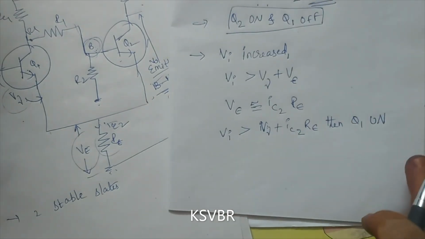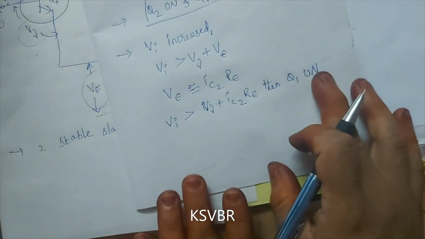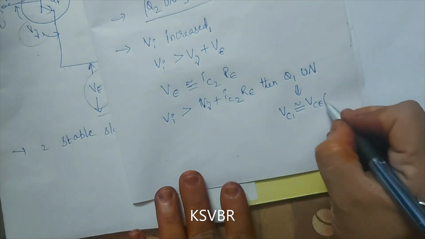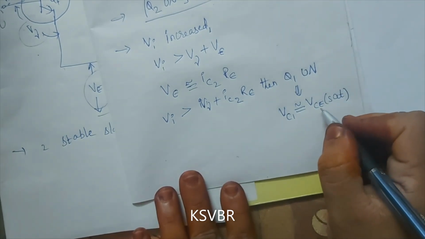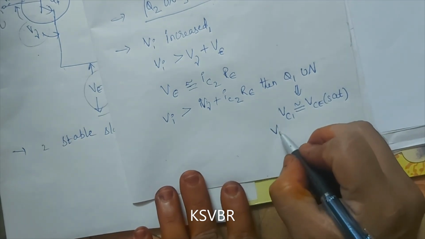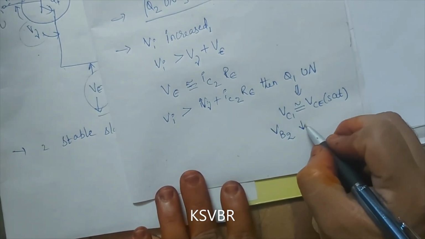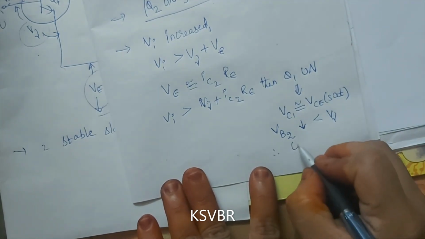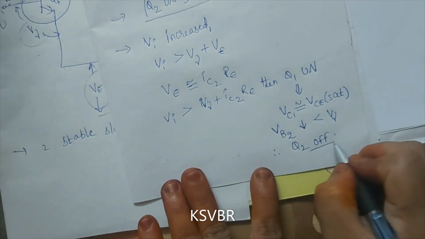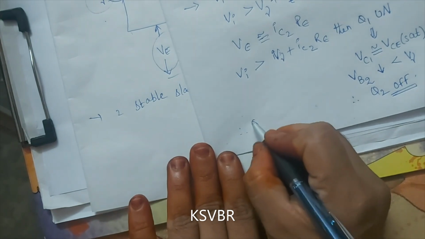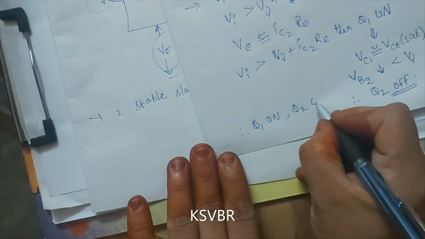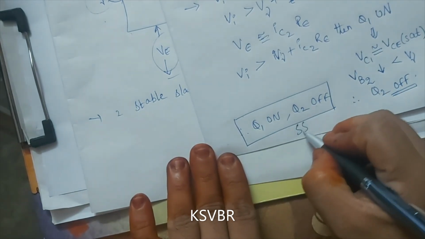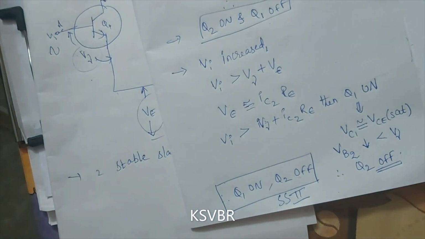Whenever Q1 transistor is on, VC1 is approximately equal to VCE saturation. That means the voltage at base 2 gradually decreases and falls beyond V gamma. Therefore Q2 will be in off condition. Therefore Q1 on and Q2 off. This is the second stable state.